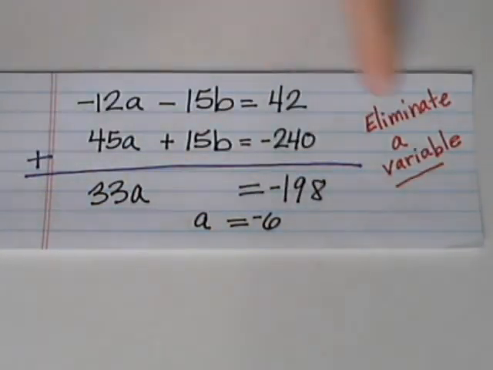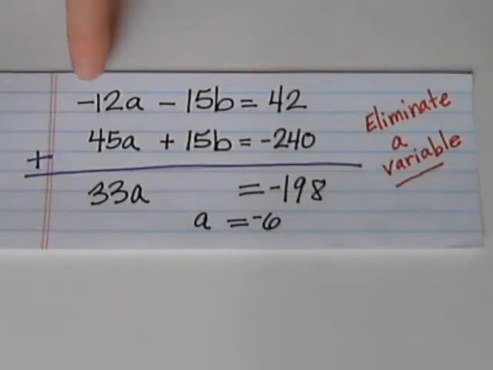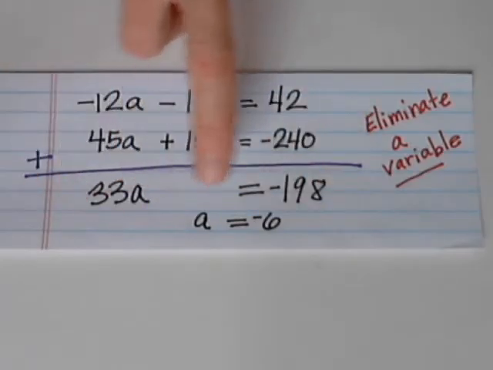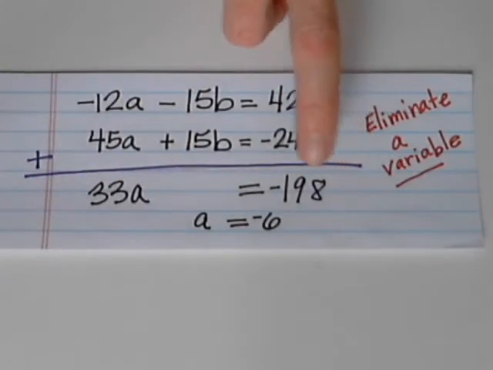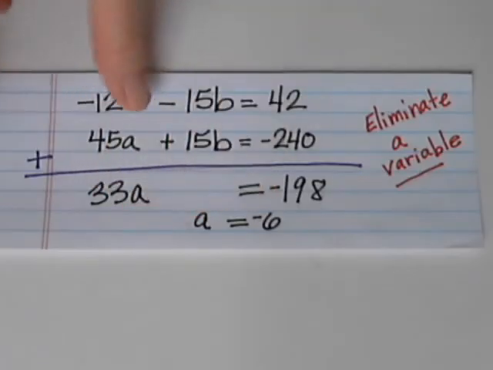Okay, and now I can eliminate the variable, because when I add these two, negative 15 and 15, they cancel each other out. They eliminate because they're opposite integers, which always add up to 0. So adding everything else in the two equations, I'm left with 33a equals negative 198. Simple equation to solve by dividing, and I get a equals negative 6.